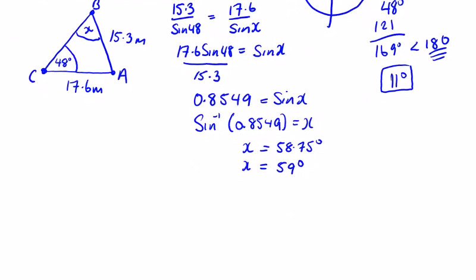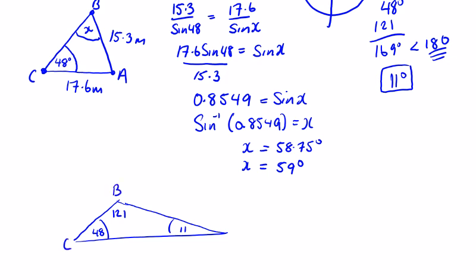So let's see how this would work. We could have a very small angle down the bottom, say that one is 11, and this one at the top could be 121, 11, and 48. So that will work. So that's my C, that's my B, and that's my A. Obviously, the side length will change because the triangle is moving around. But this is the ambiguous case of the sine rule.